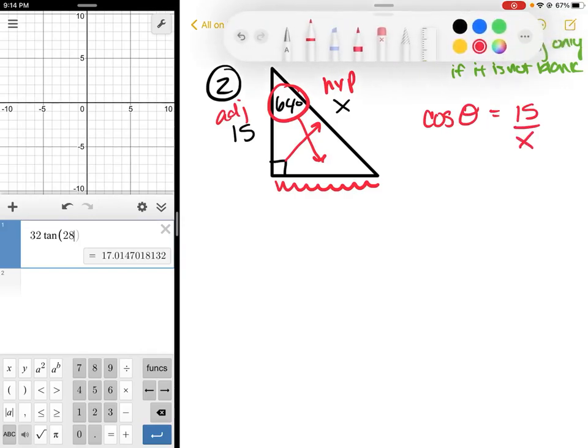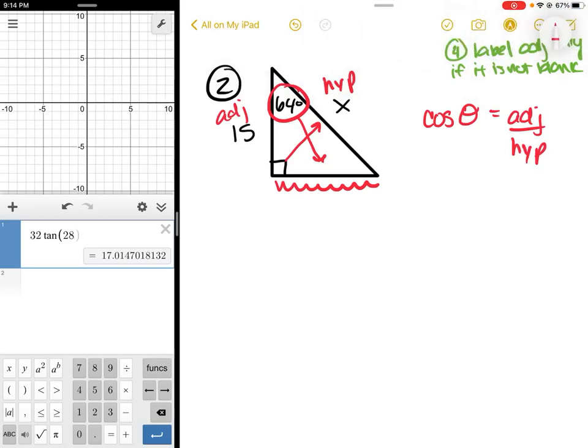Whoops, I didn't mean to do that. I meant to actually write those words. My bad, guys. It's going to be adjacent over hypotenuse. Your theta is the angle you circle. So we're going to say cosine of 64 equals adjacent over hypotenuse.